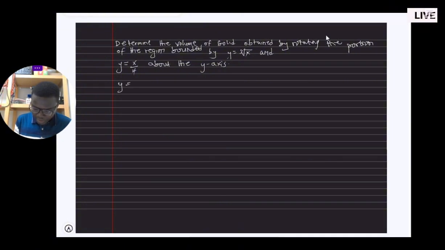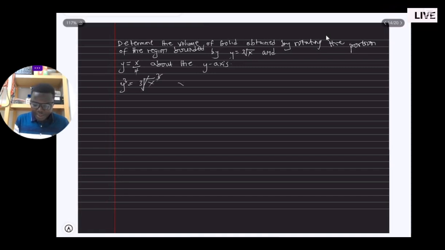So let's go ahead. The first function that we have here is y equal to the cubic root of x. As I was telling you earlier on, I can rearrange the function in such a way that it becomes easy for me to deal with. To eliminate the cubic root, I can cube both sides, and the cube will cancel the cubic root. In that case, we get x equal to y cubed.